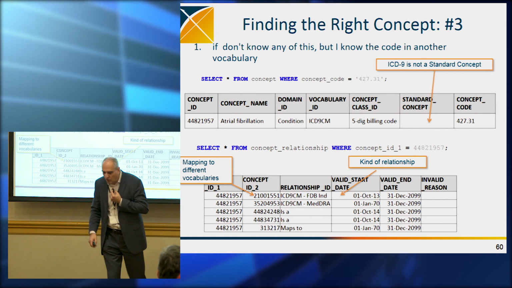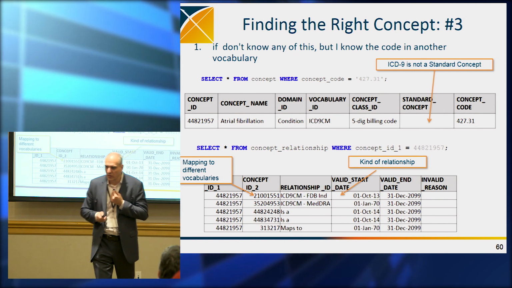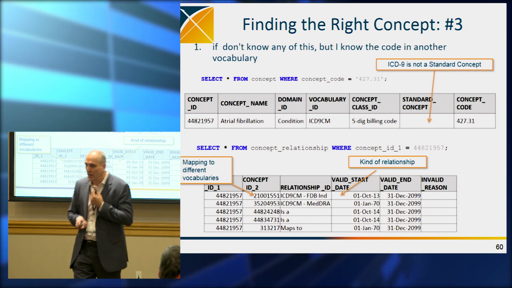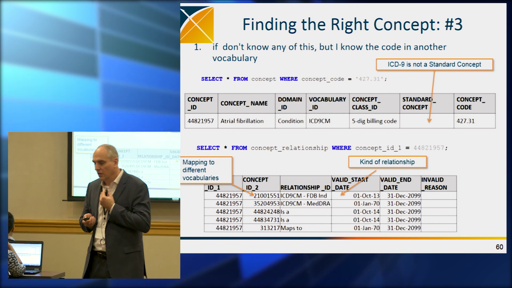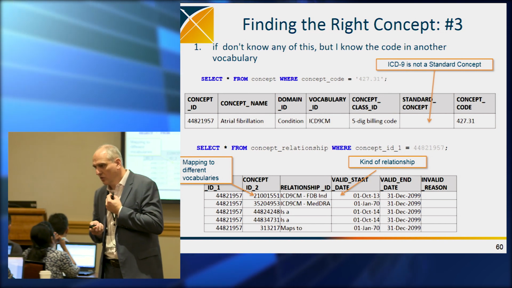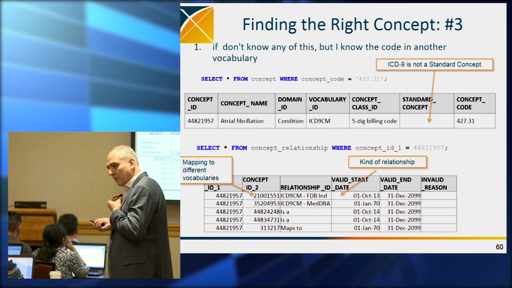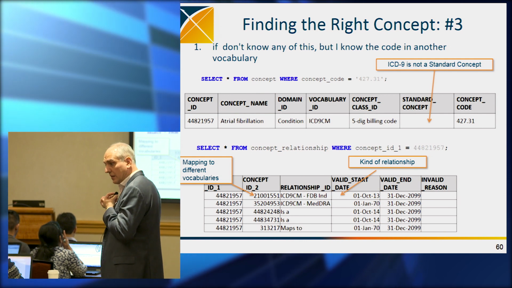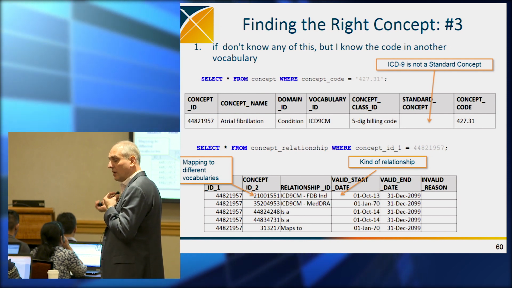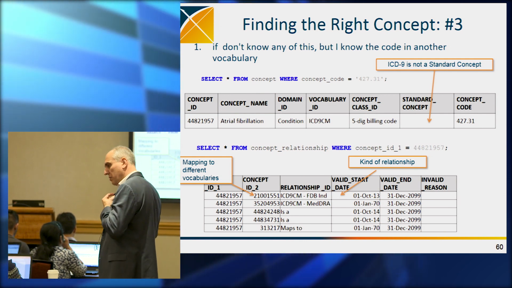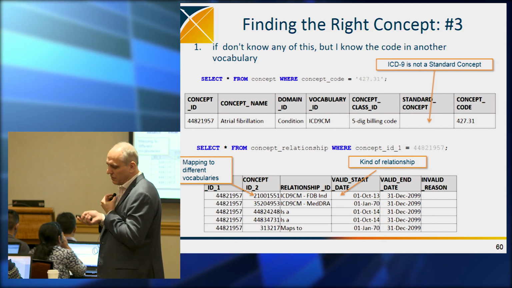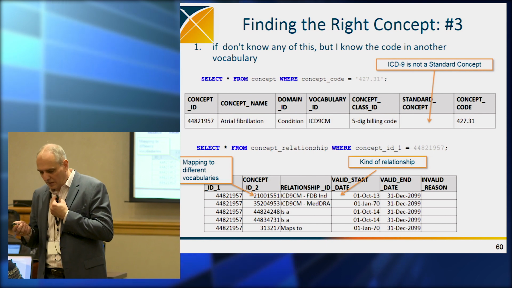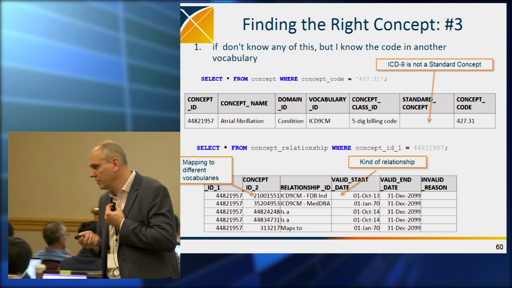So the OMOP vocabulary gives you the mapping for free, downloadable from the web. You don't have to go and start your own mapping and go through all sorts of stress. How do I get from ICD-9 to SNOMED? It's there. Every ICD-9 code, or concept, has a map. Not all. There are a few of them that are so crazy that there's no way to map to anything. But almost all of them have a map.